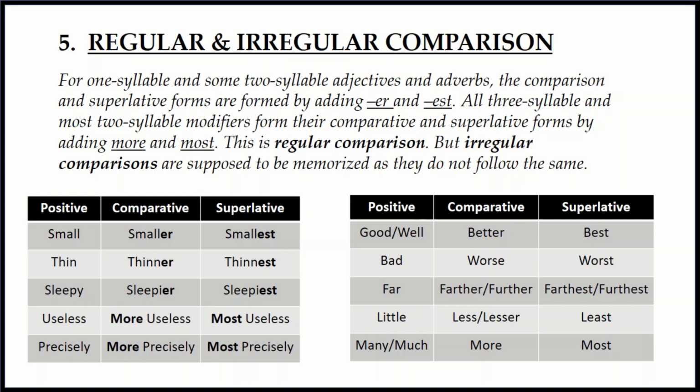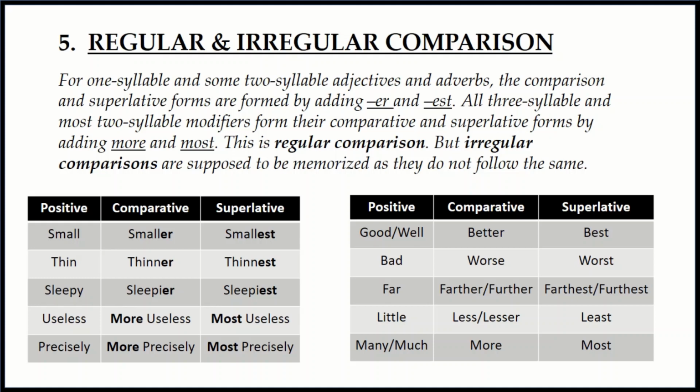But the irregular comparisons do not follow such patterns, so again we have to memorize them. For example, whether the word is good or well, the comparative of both words is better and the superlative is best. Similarly, bad, worse, worst; far, farther or sometimes further, and the superlative farthest or furthest; little, less or lesser, and the superlative is least; many or much, the comparative of both these words is more and the superlative is most.